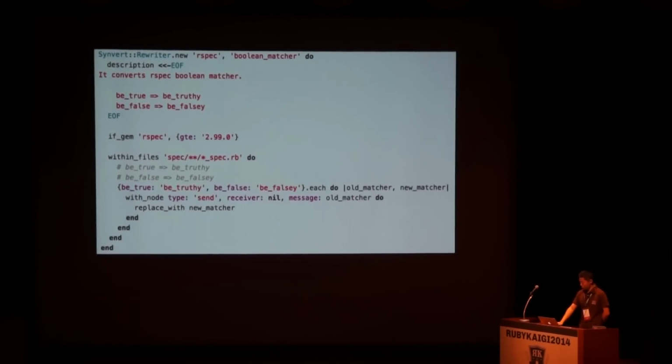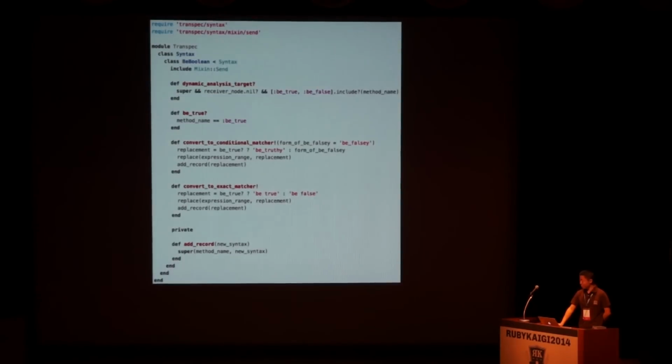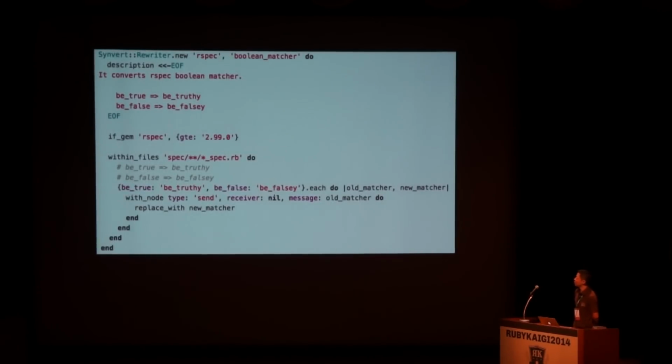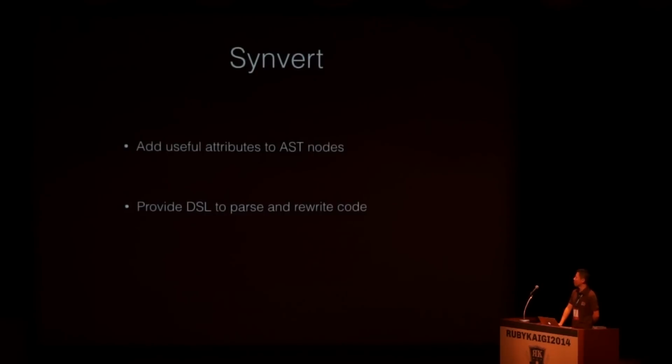So compared to our Transpec code, I think this single style is easier to read, and it uses less code and is easy to read and write. But unlike Transpec, which just focuses on RSpec, with Synvert you can do anything you like to change the Ruby source code.